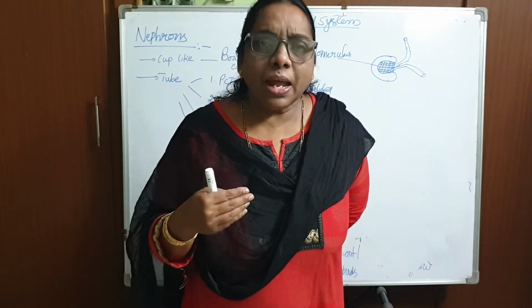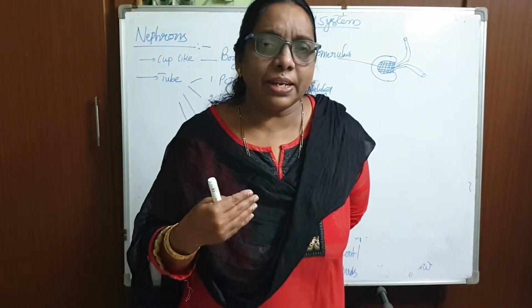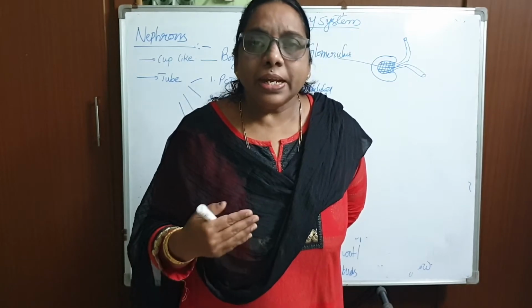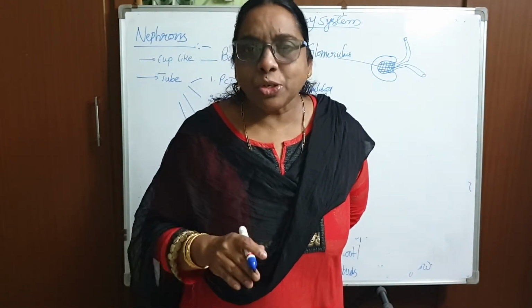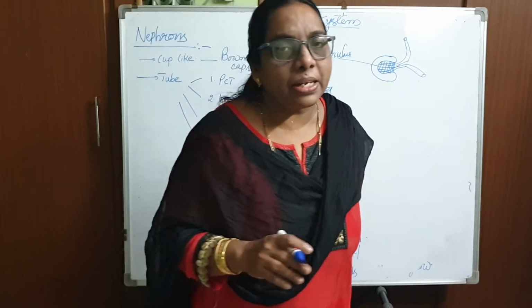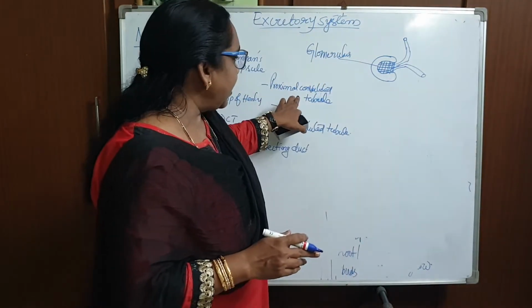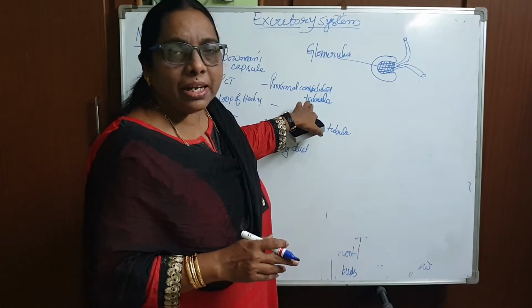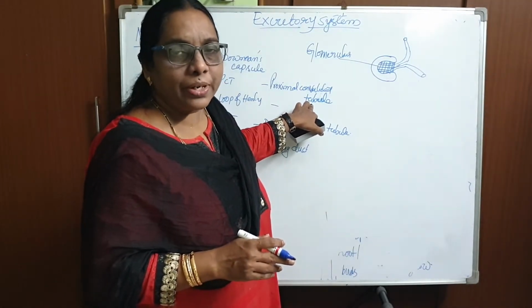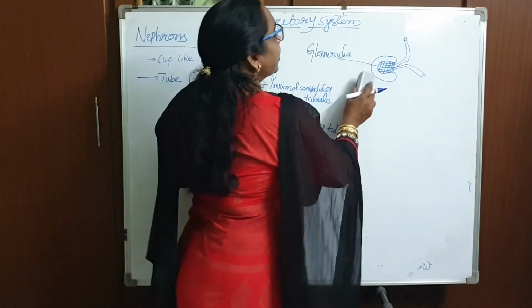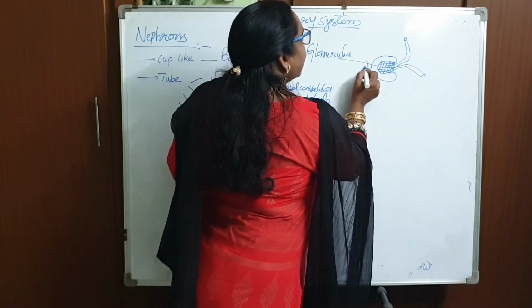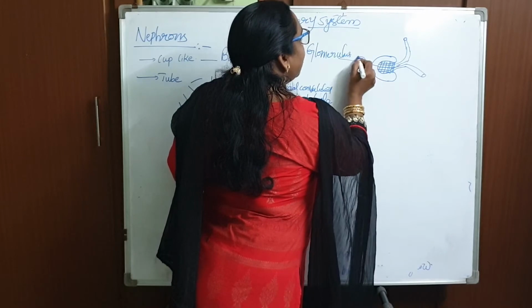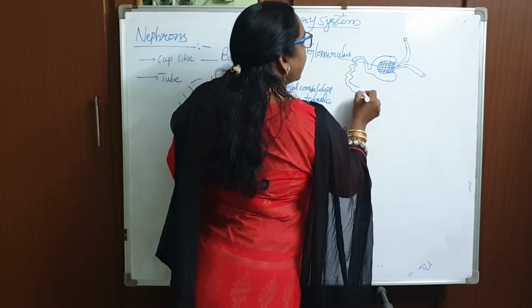Okay, what happens to the 178 liters? It gets reabsorbed by the system itself. That reabsorption process begins in the first tubule, which is called the proximal convoluted tubule. See, it has many convolutions present.